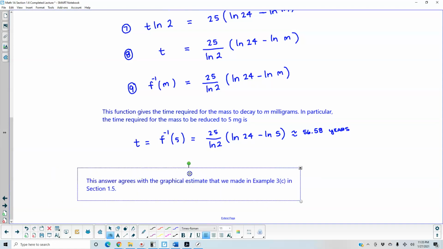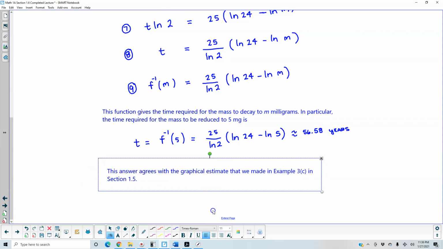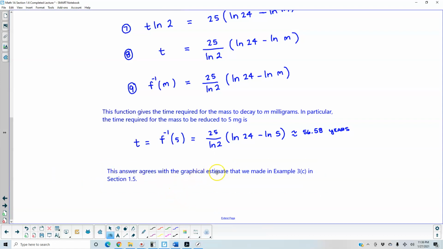And so if you recall from section 1.5, this answer agrees with the graphical estimate that we made in example 3C, which was in section 1.5.